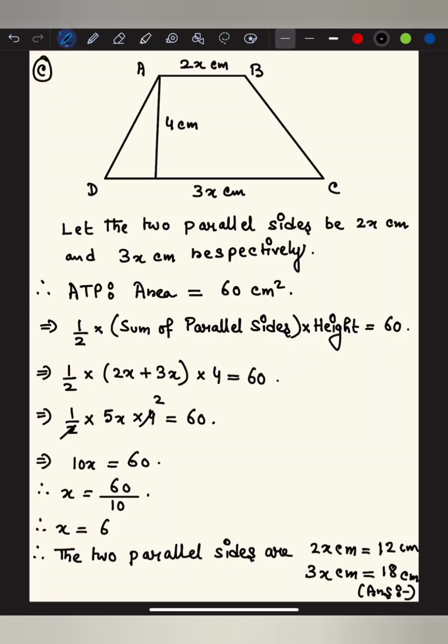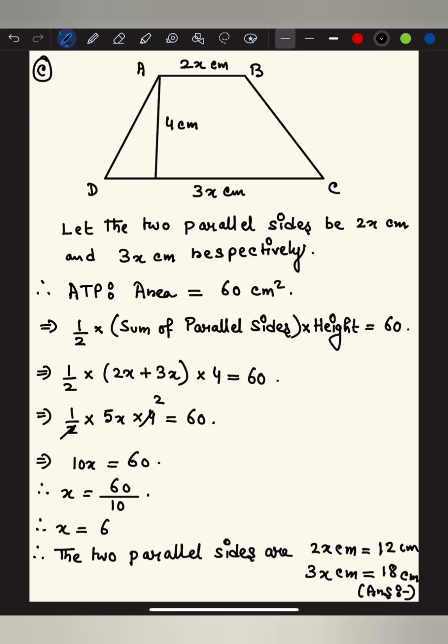Okay, so let's come to question number 9, subpart C, the last sum for today. What we are given here is that the parallel sides are in the ratio 2:3, the height is 4 centimeter, and the area of the trapezium is given as 60 centimeter square, right?